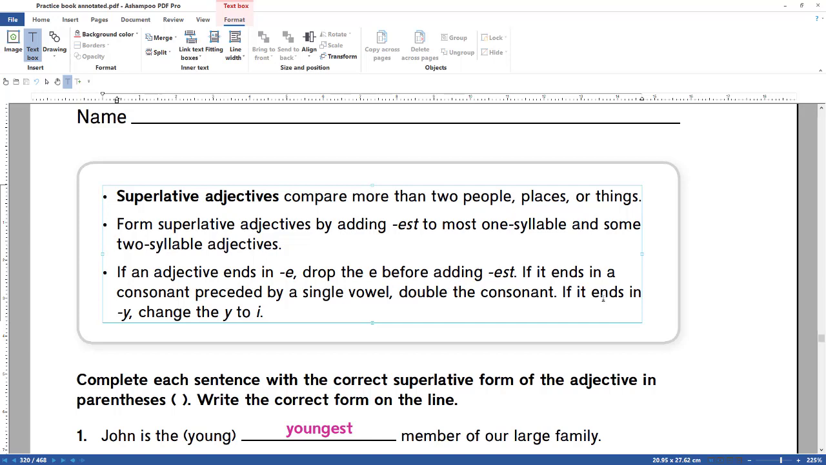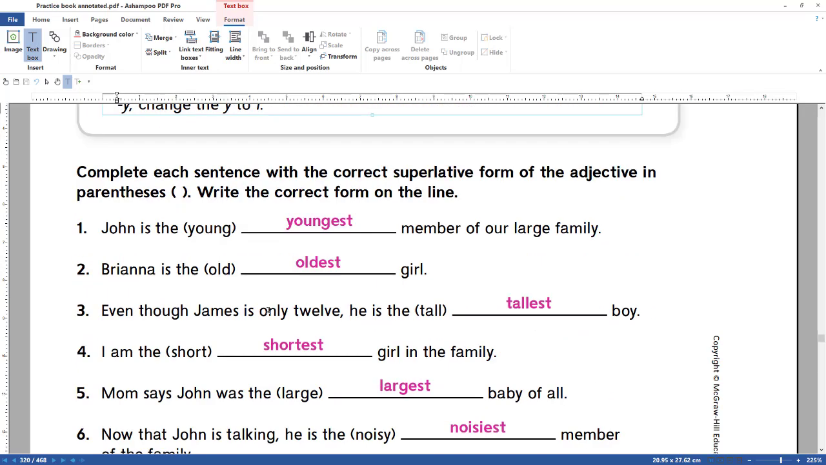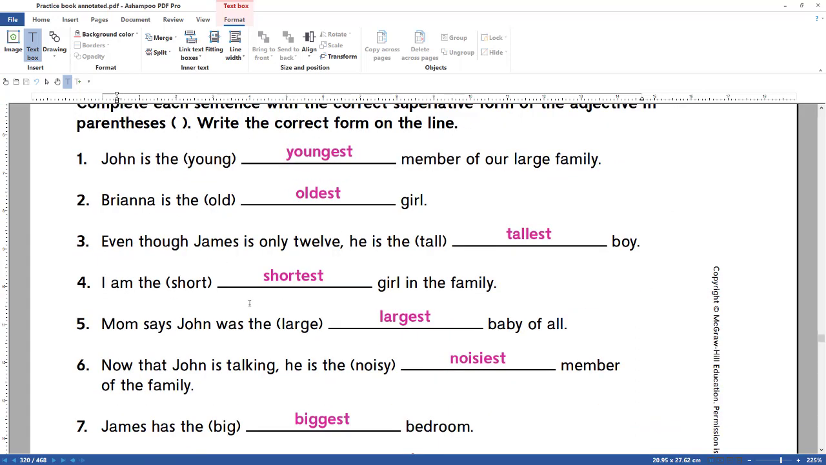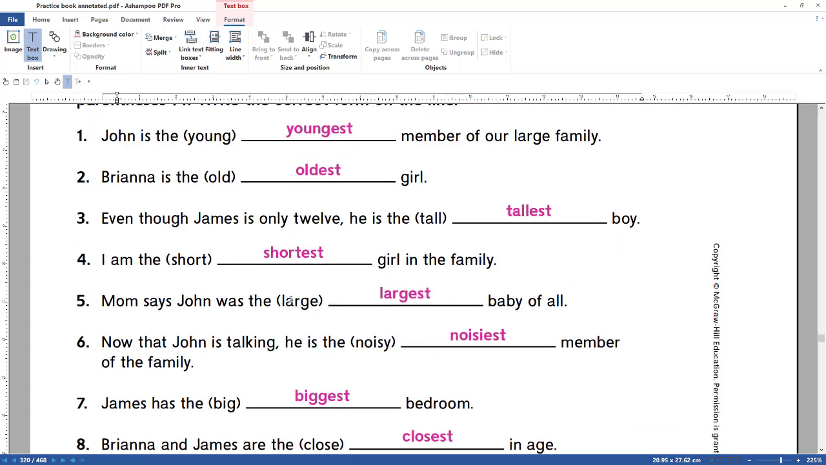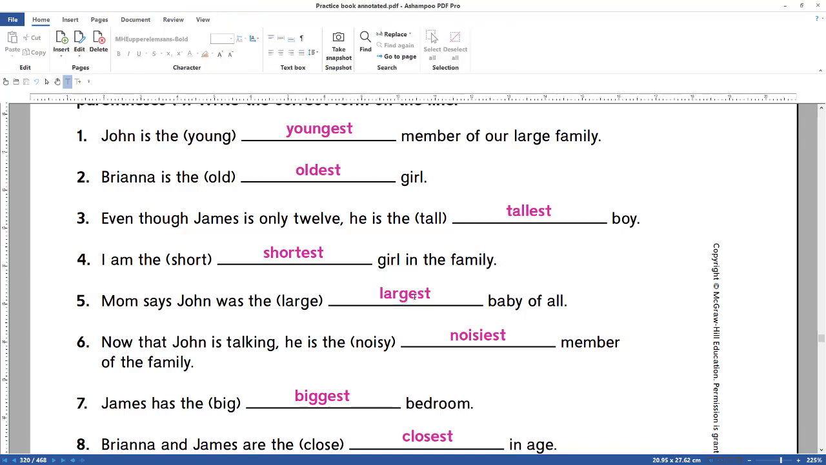The last point, if the adjective ends with y, we will simply remove the y and add iest. Let's see some examples, as you can see here. Okay, large ends with e, that's why we only added st, largest. So no need to write another e, take care, only one e should be written, largest.